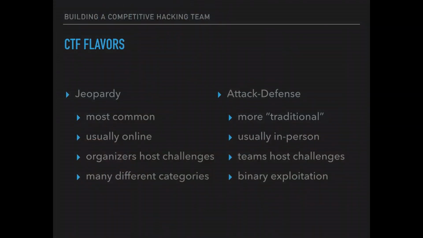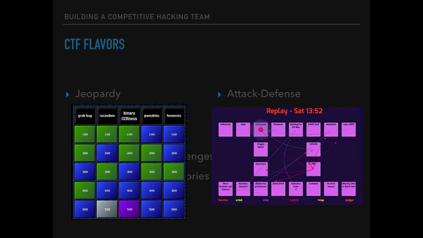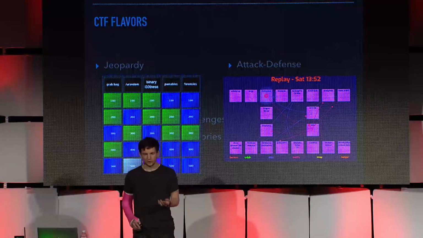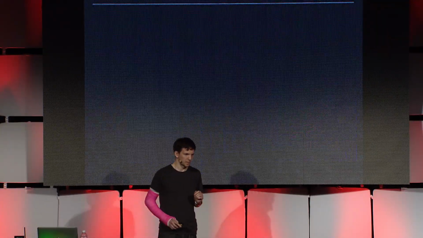And the names of these, well, in Jeopardy, a lot of times the scoreboard, or when you pick challenges, looks a lot like a Jeopardy board. You just pick a category that you're interested in, and then you pick a point value, just like Jeopardy. In Attack Defense, things are a little bit more complicated. You don't just pick that, you have to pick teams, and then you have to decide which teams to attack and when, and so forth. So it's a little bit different.